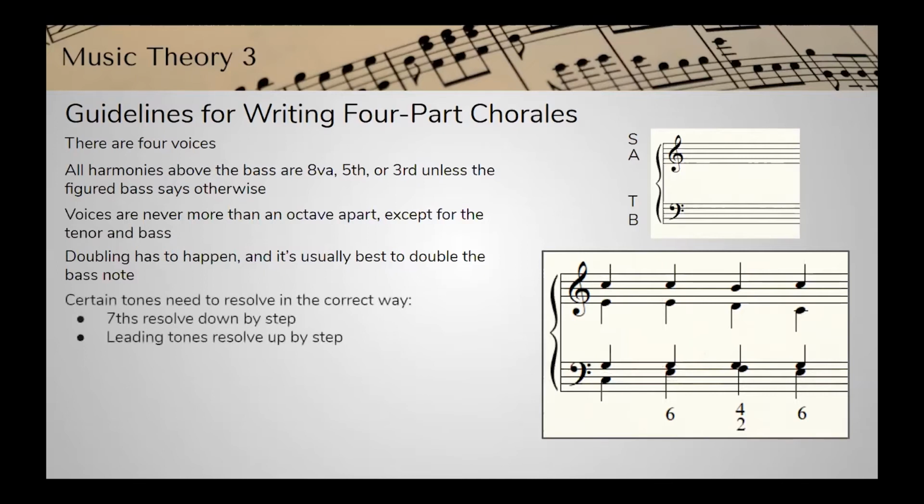Okay. Now, certain tones need to resolve in the correct way, like I just said. Any 7ths need to resolve down by step, and that's a 7th from the root position version of the chord, right? And any leading tones in the scale need to resolve up by step. Okay? So you can see where I have that 4-2 chord in the 3rd beat. The bottom note is the 7th of that chord, so it's resolving down by step to the E. And that B is the leading tone of the scale, and that's resolving up by step. Okay? And that is exactly what it should do.